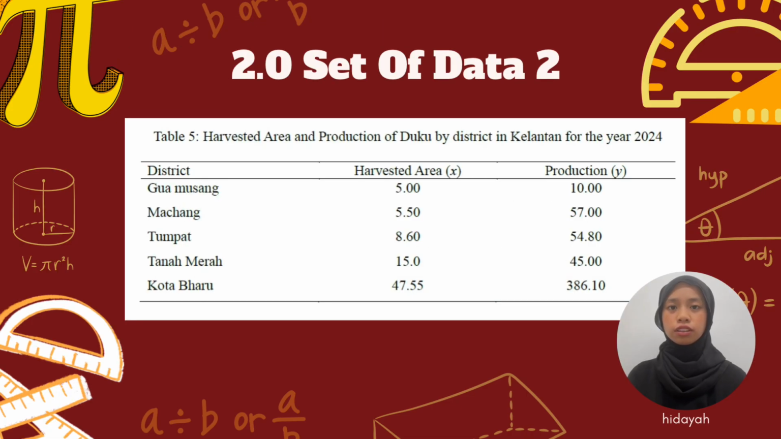Now we move on to the second set of data. This table presents the harvested area and production of Duku in 5 districts in Kelantan for the year 2024. The harvested area is represented by X, while the production is represented by Y. These districts include Gua Musang, Machang, Tumpat, Tanah Merah, and Kota Bharu. If we look at this table, Kota Bharu shows the largest harvested area and the highest production value.